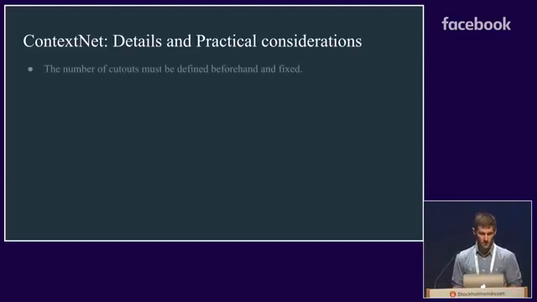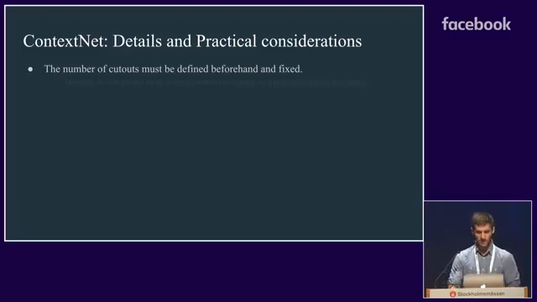And so, right, some practical considerations. So our current implementation of the model, you have to define the number of cutouts beforehand, and they are fixed. But obviously, when you are collecting data from the sky, there's going to be a variable number of stars and galaxies in each image. So you have to be able to handle a variable number of inputs.